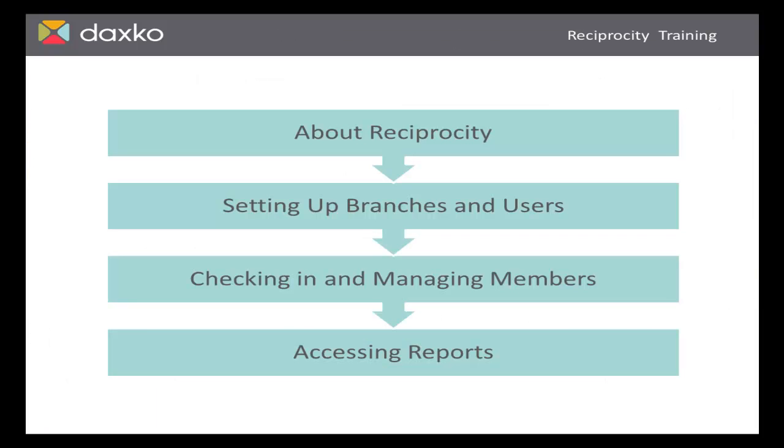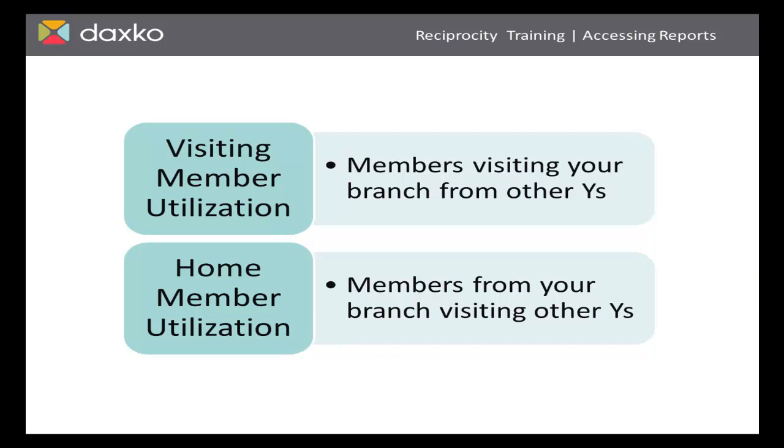Let's look at our last agenda item for today, accessing reports. There are two reports that you can access that will show facility usage for reciprocal members. First is the Visiting Member Utilization Report. This will show members that have visited your branch that have a membership at another Y. The second report, Home Member Utilization, will display your branch's members and where they've checked in during the specified date range at other Ys. Let's take a look at accessing these reports in the system.